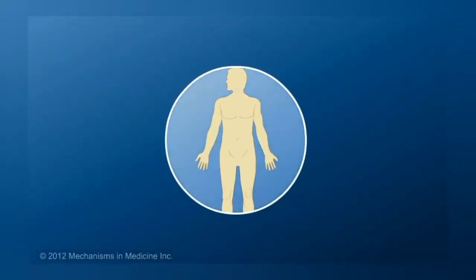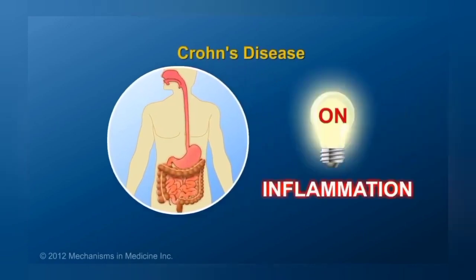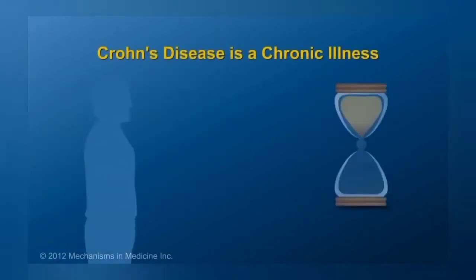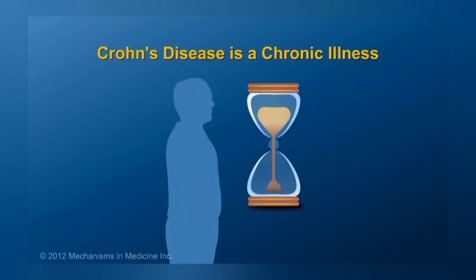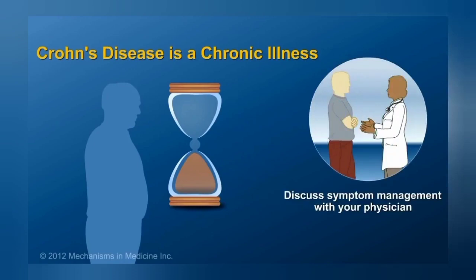Crohn's disease is a chronic condition characterized by inflammation in the gastrointestinal or GI tract, which is also known as the digestive tract. Since Crohn's disease is a chronic illness, it is persistent and will be present throughout a patient's life. However, patients and physicians can work together to manage the symptoms of this disease.